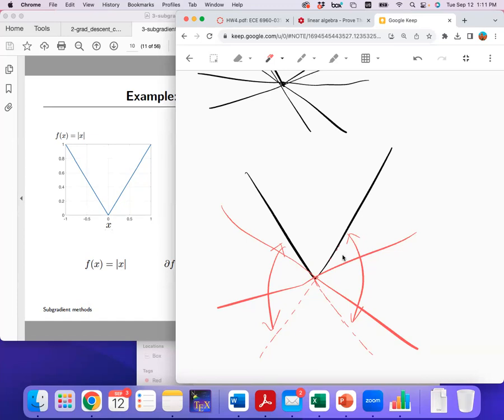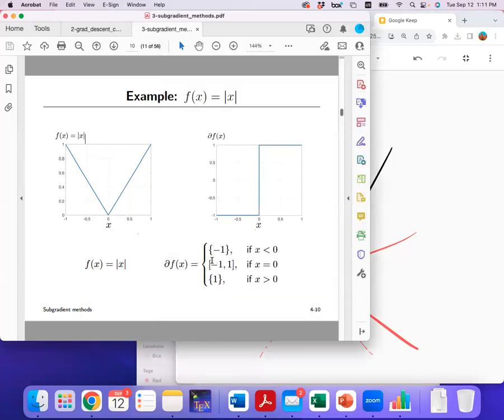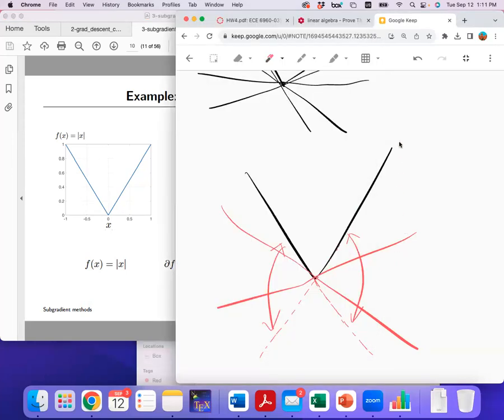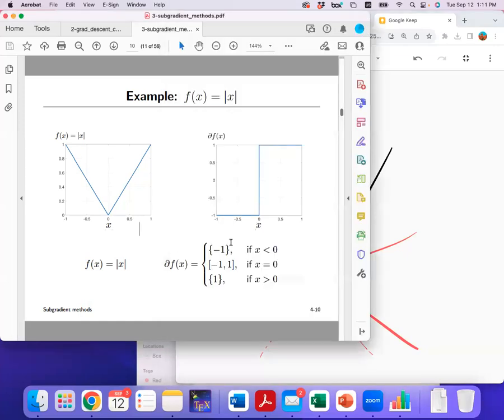So the slope of all these lines forms the subdifferential. Okay, so it is a set between -1 and 1, right? Because positive 45 degrees has slope 1, negative 45 degrees has slope -1. So the subdifferential at x equal to 0 is between -1 and 1.